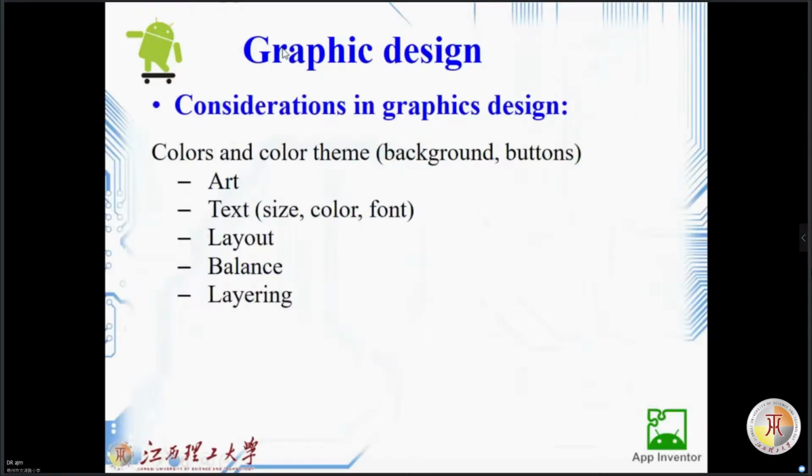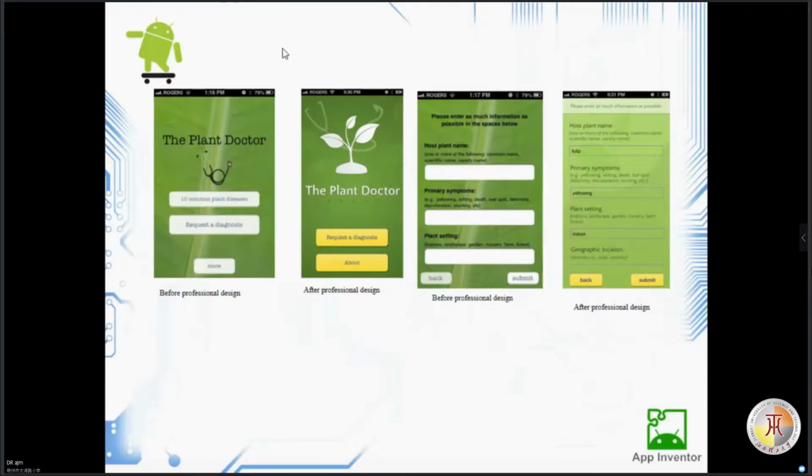What should we consider in our graphic design? Colors and color theme, I mean background and button, are more important. And they should have art, text, layered balance and layering. All are parts which we should consider and think about when we do the graphical job. Now you will see the Plant Doctor's output before professional design, after professional design, before professional design, and again after professional design. You will see that it changed, and at the end stage it became nicer than the usual.